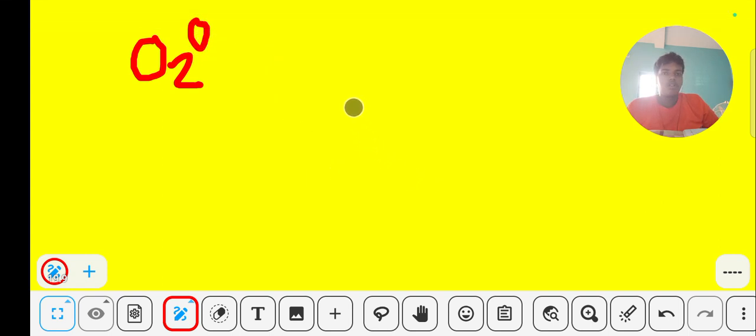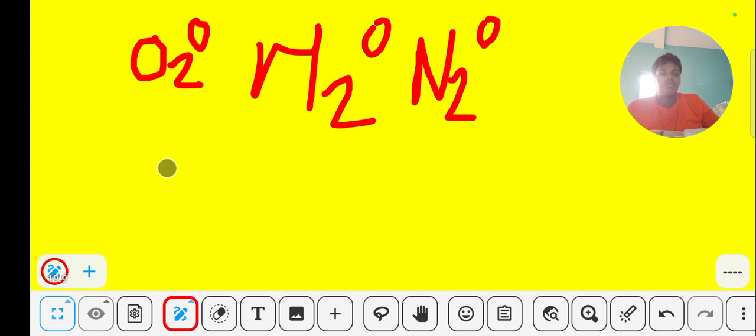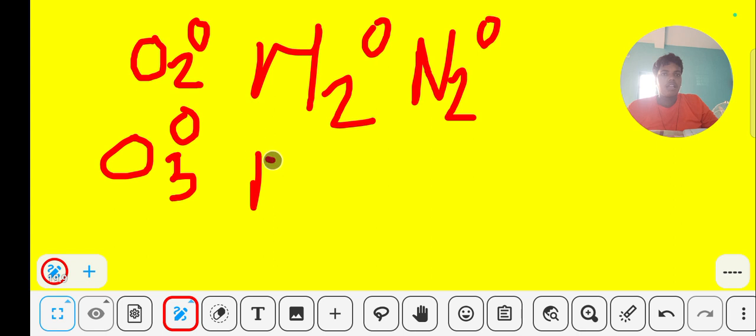So if you talk about H2, its charge is zero, it is present in its elementary state. If we talk about N2, if we talk about O3, ozone, it is also present in its elementary state, so its charge is zero. If we talk about iron, its overall charge is zero. So now it is the rule number one.